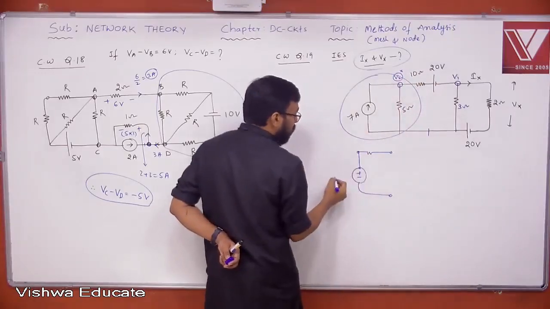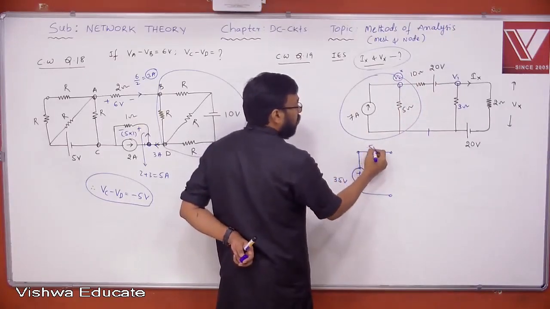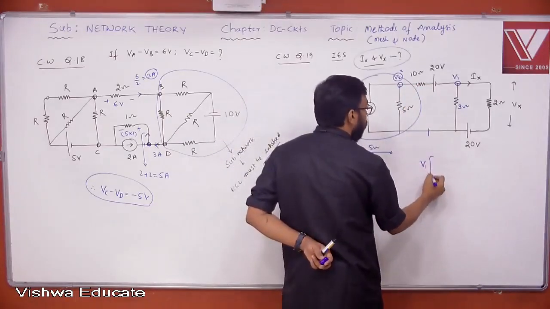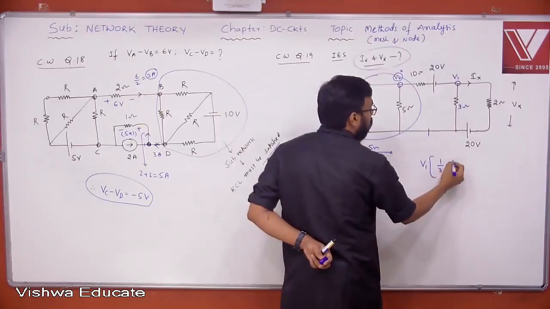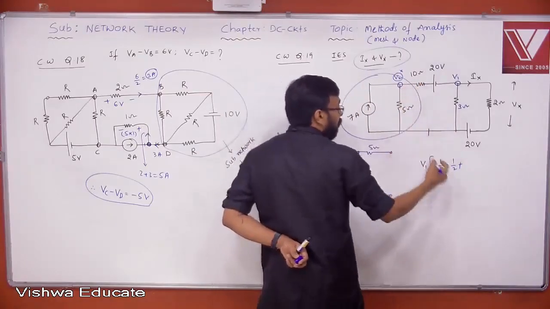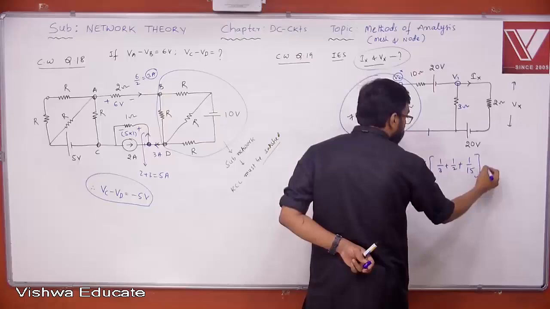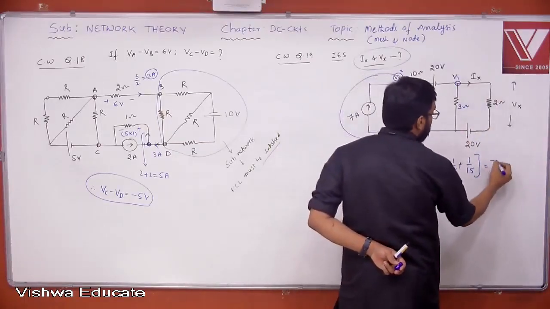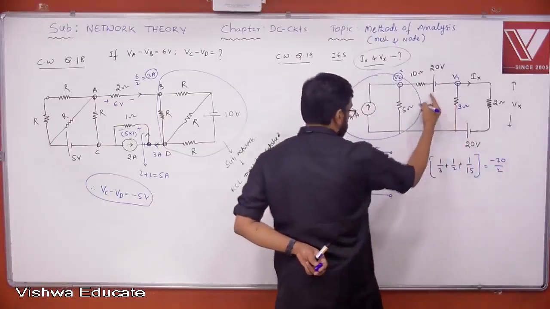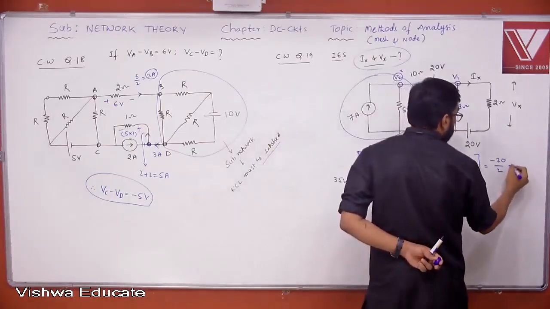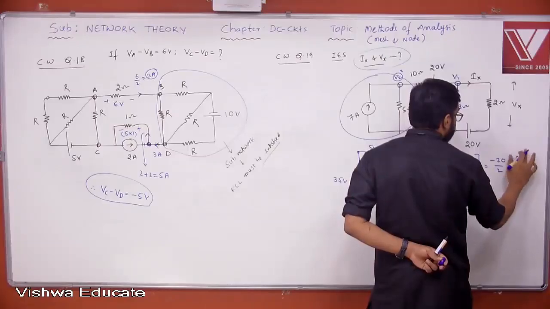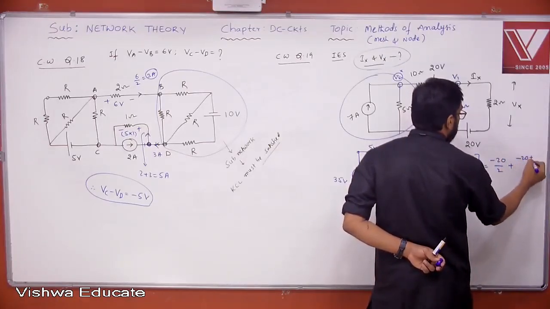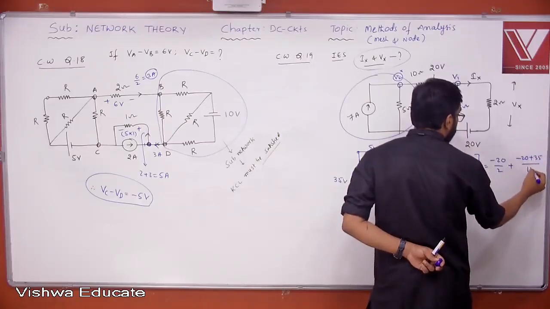What is this 7 into 5? 35 volts, right? This is 5 ohm. Now this 5 ohm and 10 ohm are in series, don't forget that. Now V1 of 1 by 3 plus 1 by 2 plus 1 by 10 plus 5, that is 1 by 15, yes or no? Is equal to, what is this? Now minus 20 by 2, minus 20 plus 35 by 15, right?